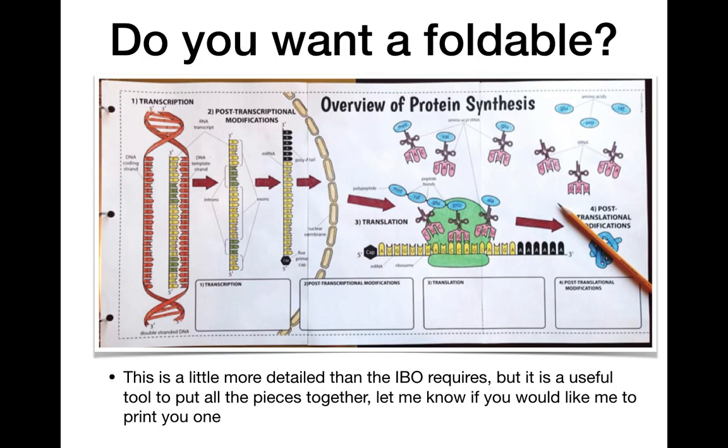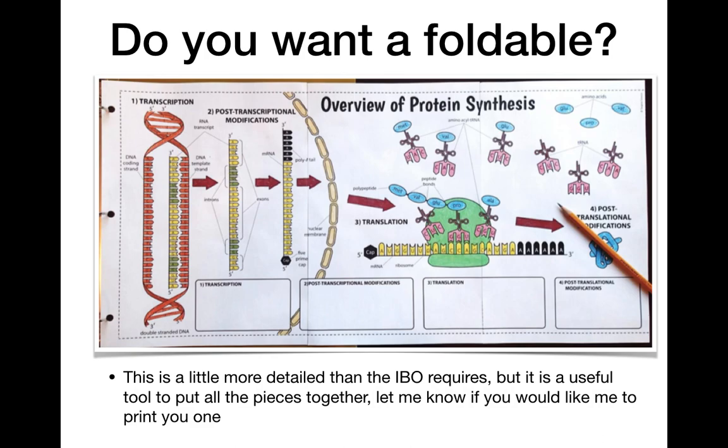And there is a big foldable, like when we have a replication for transcription and translation. It's more detailed than the IB needs. It'll be really good for HLs, but if you're visual and this helps you, then you're welcome to have one. We'll make sure they're available to you guys digitally and or on paper in class.